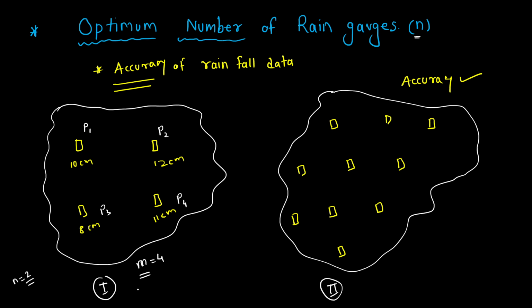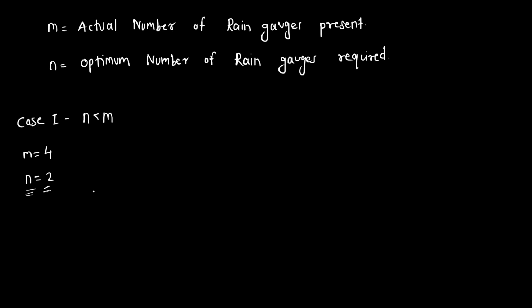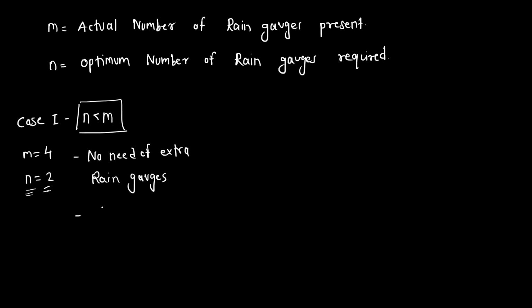I hope you have got the point. So that only we have to write here. If n is less than m, this is the case number 1. That is, the actual number of rain gauges which are present is more than the optimum number, then no need of extra rain gauges. See, here the problems will come. So pay attention to this concept properly.